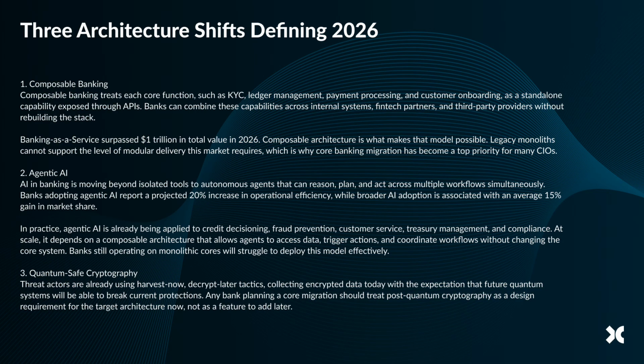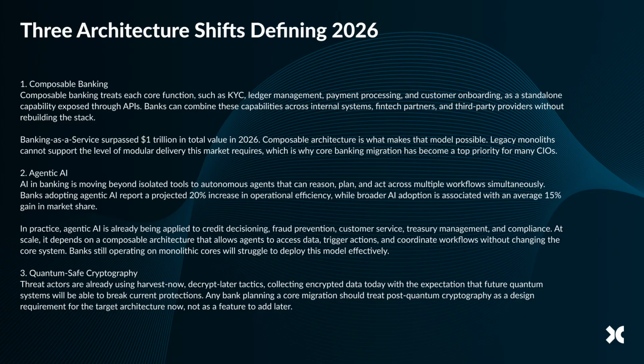Banking as a Service surpassed $1 trillion in total value in 2026. Composable architecture is what makes that model possible. Legacy monoliths cannot support the level of modular delivery this market requires, which is why core banking migration has become a top priority for many CIOs.